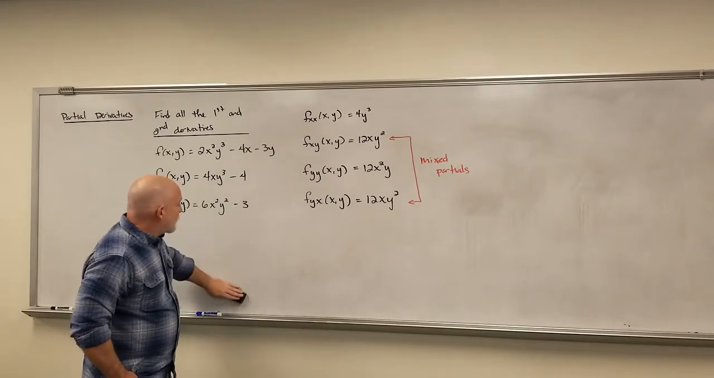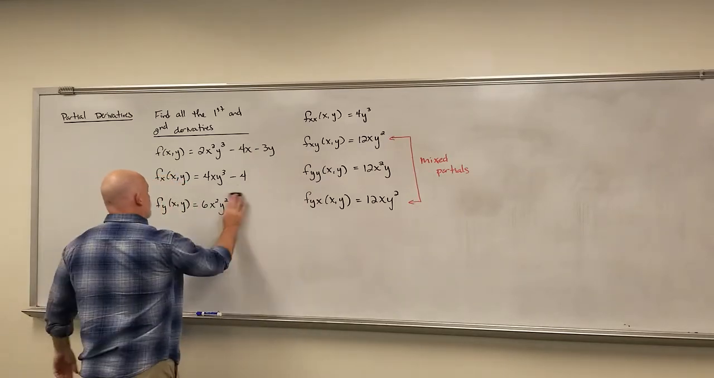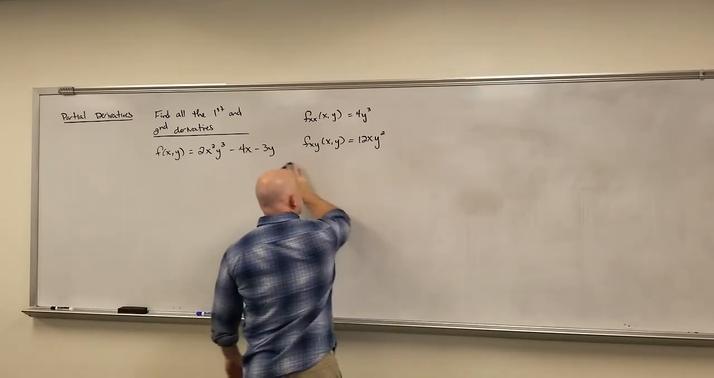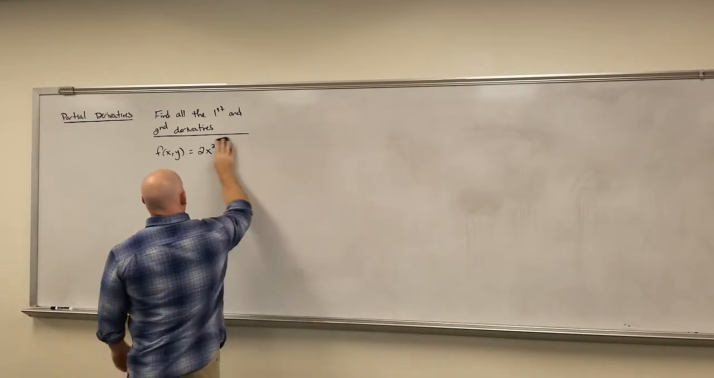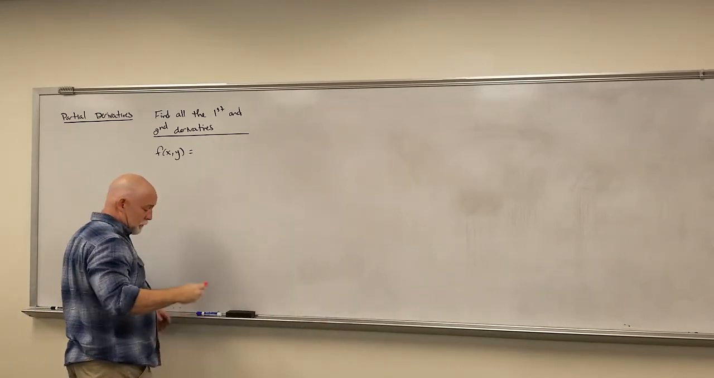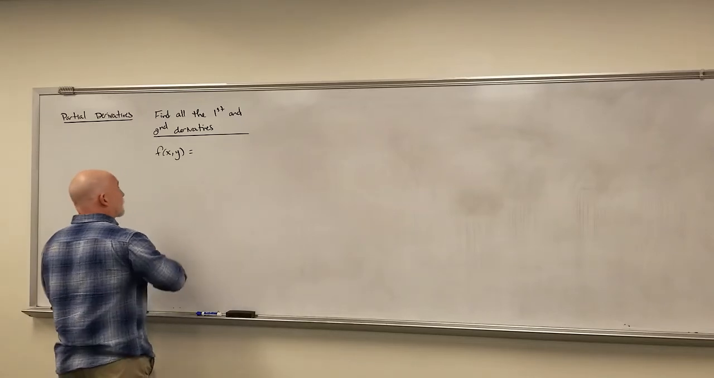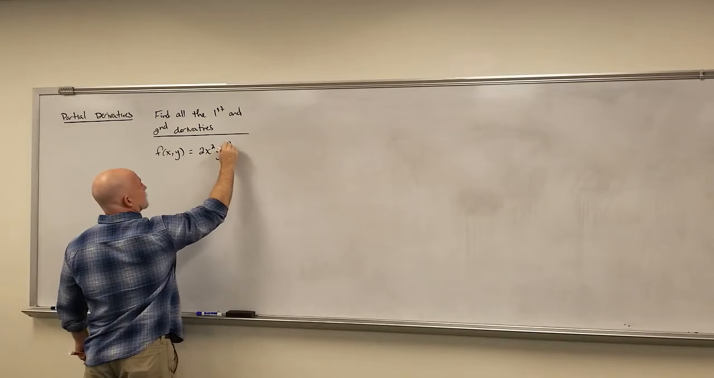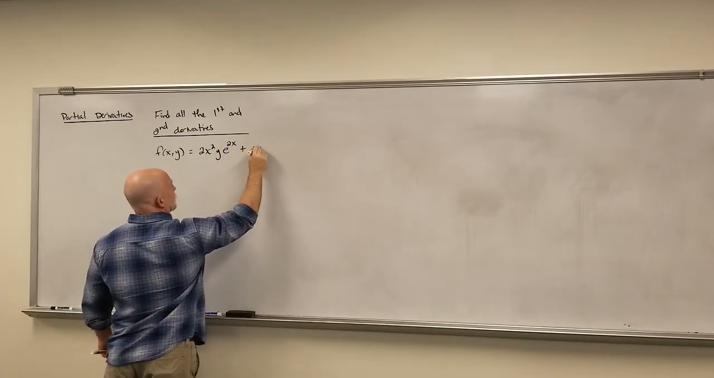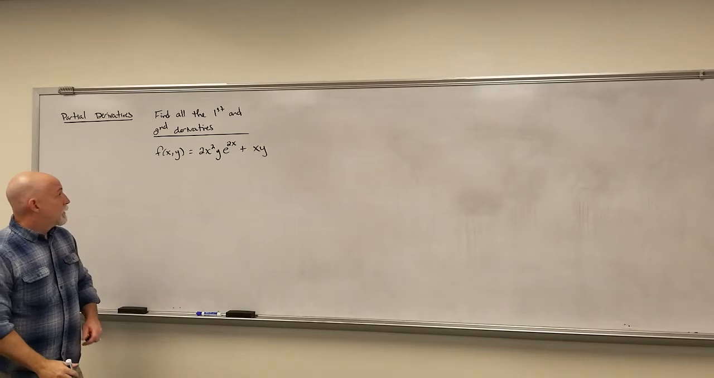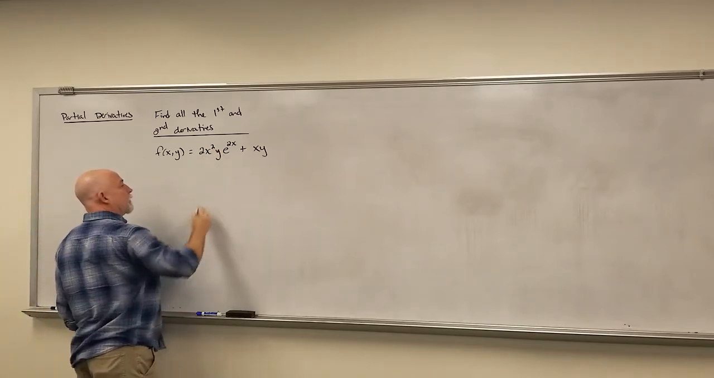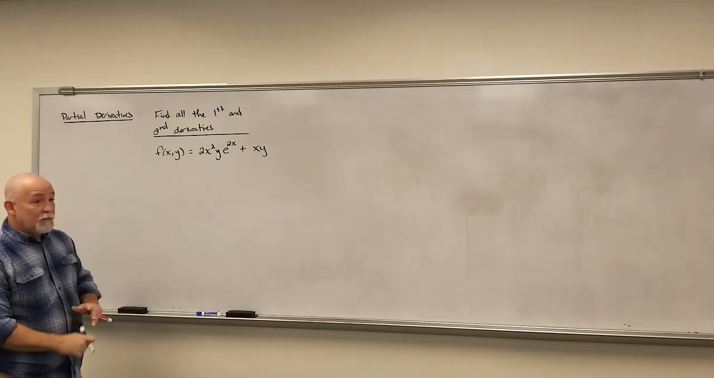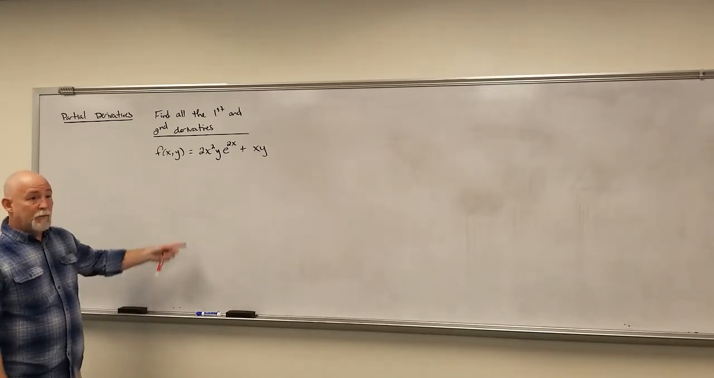All right, let's try one more of these and see how we can do. Let's start with a brand new function. Let's make it a little bit meaner. Let's say our function is 2x squared y e to the 2x plus xy. All right, going to be a little bit uglier in places, but let's take a look at this. Do me a favor. See if you can find all the first and second derivatives for this. Hit pause and see how you did.